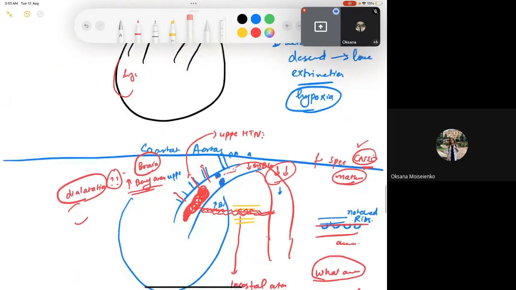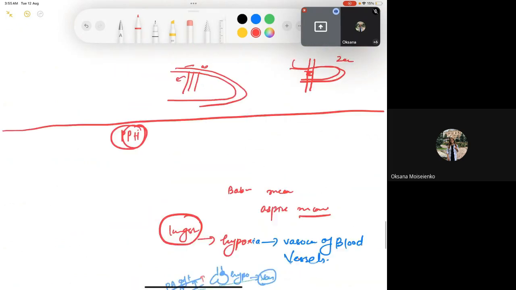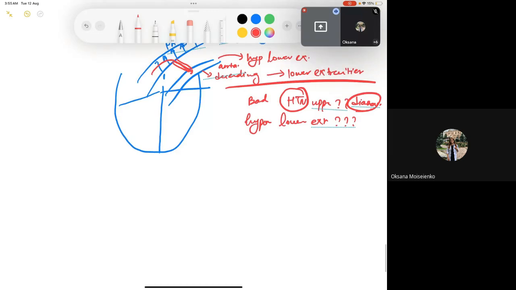Remember, coarctation is going to lead to upper extremity hypertension and lower extremity hypotension. But if you have a condition in which the upper extremity oxygen saturation is more, while the lower extremity oxygen saturation is less, then what's your diagnosis? Then your diagnosis is going to be persistent pulmonary hypertension.